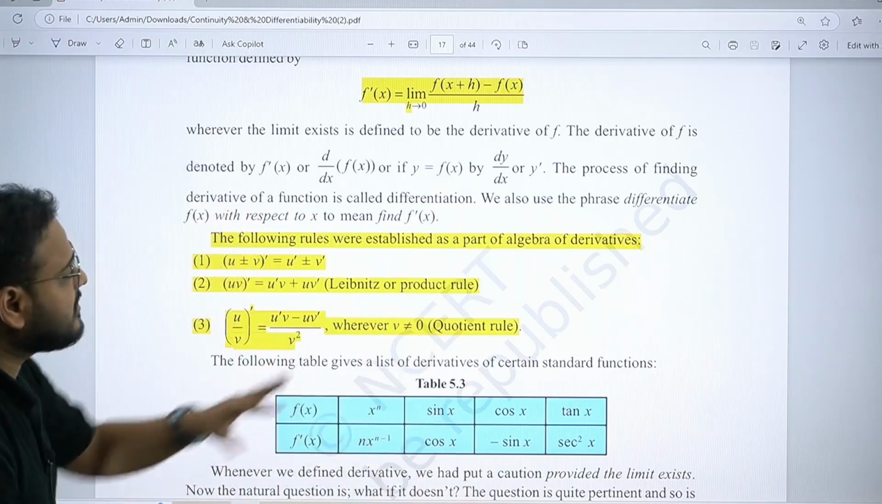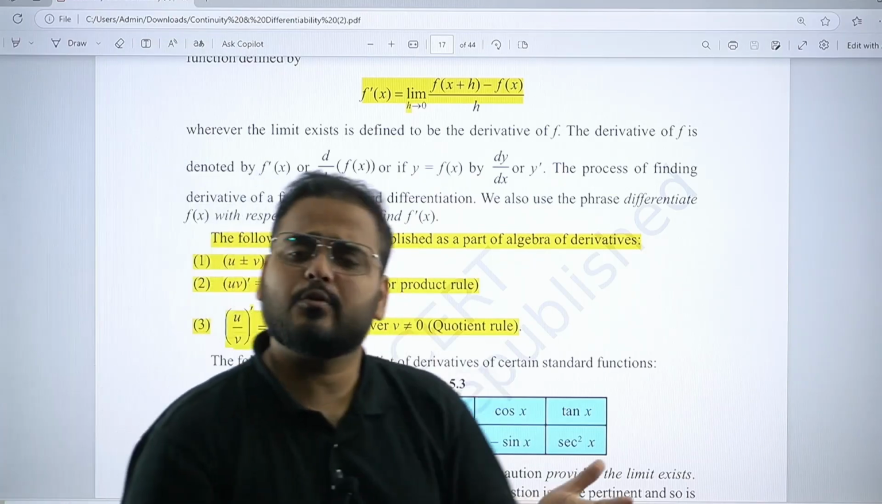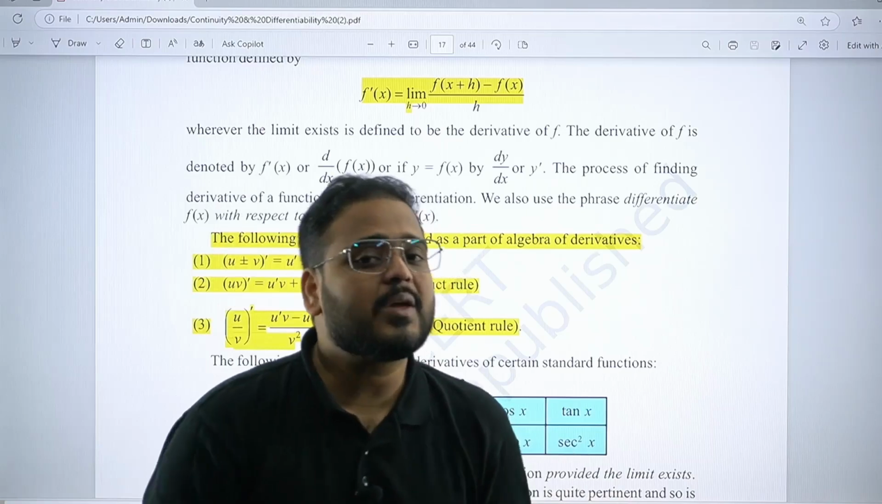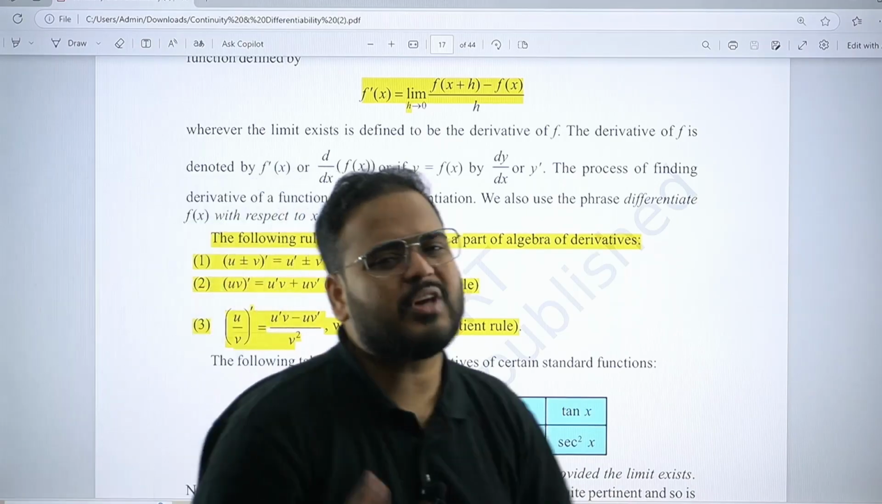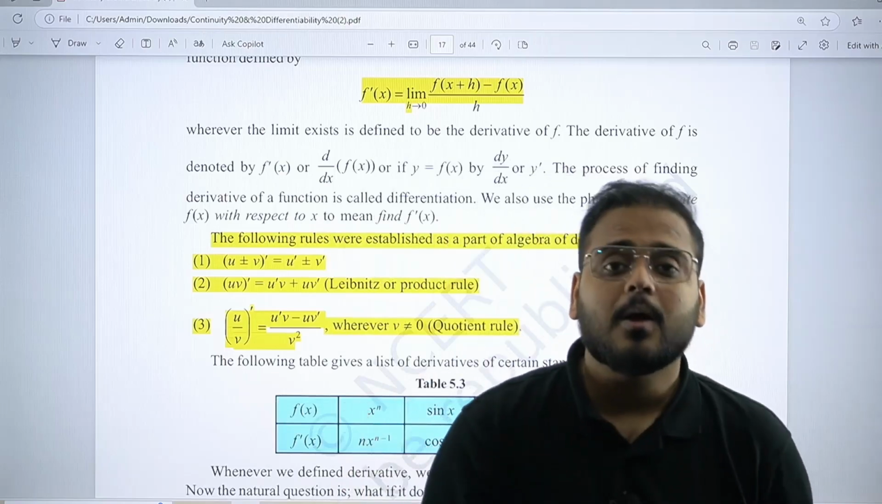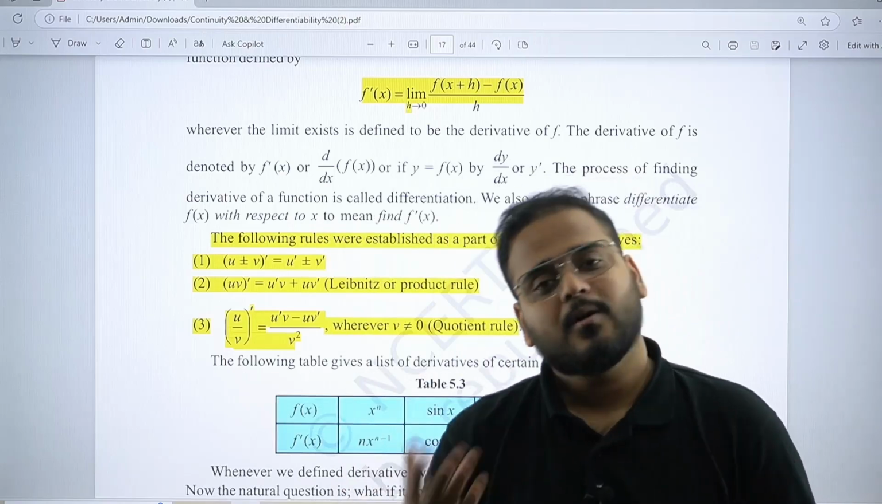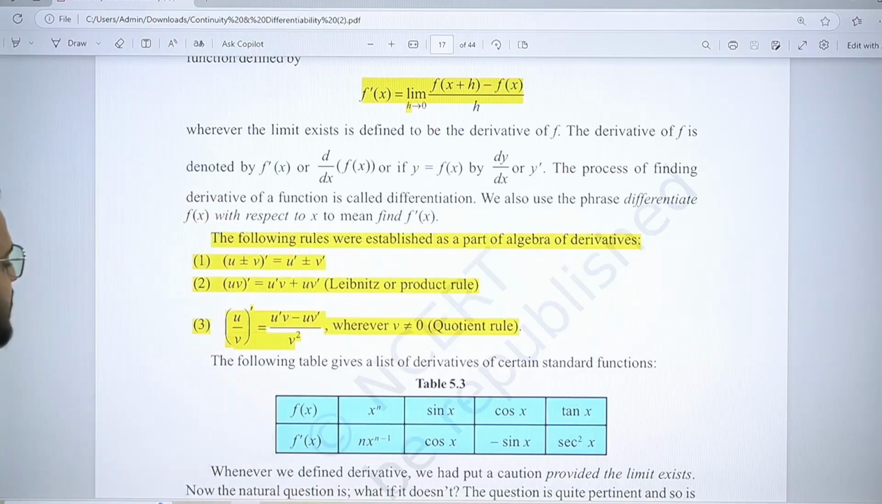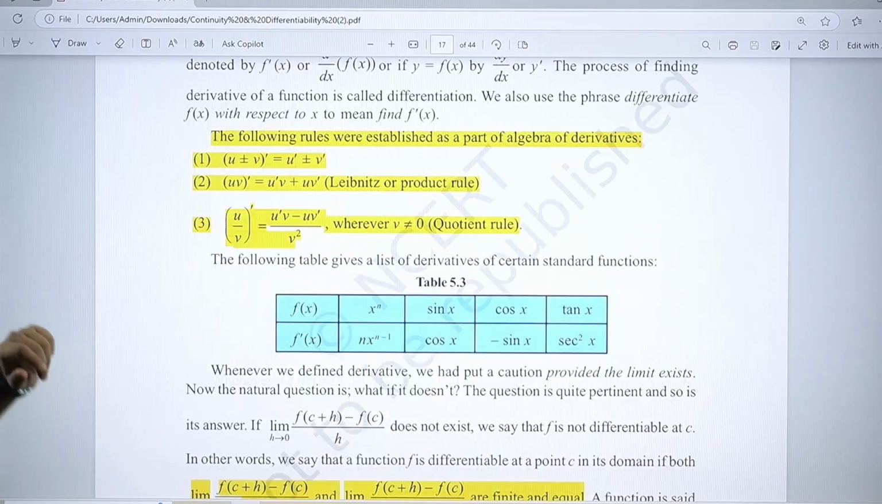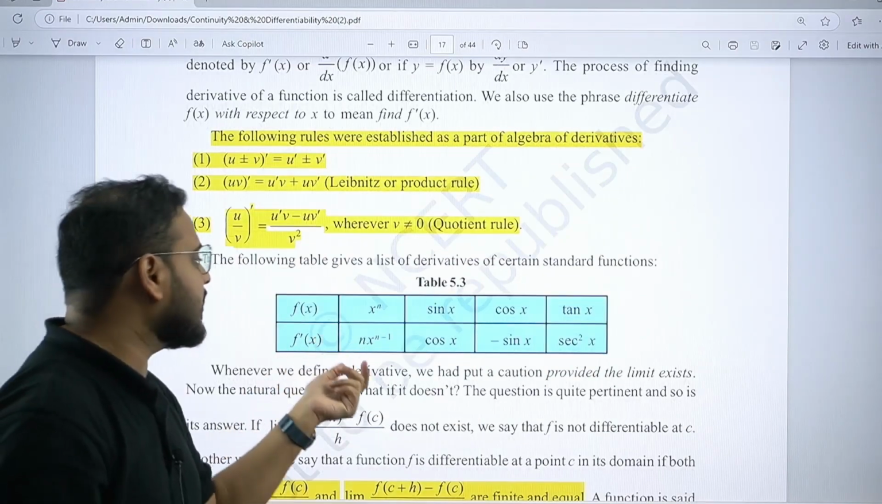So very important, keep this handy in your questions when you're solving differentiation. Very important rules, all three actually. The first one we don't keep as a rule because we have actually used it without knowing it is a rule, but the second and third are very, very important. The product rule, which is Leibniz rule, and the quotient rule are very, very important. Chaliye.